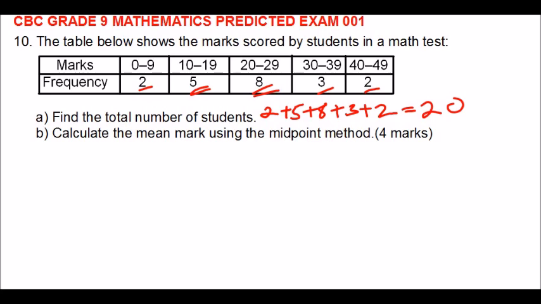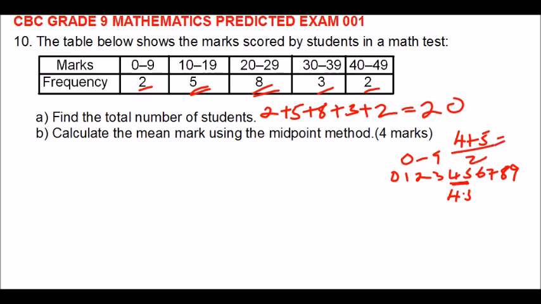Part B, calculate the mean mark using the midpoint method. The midpoint method, let's give an example. If we talk of 0 to 9, this means from 0, 1, 2, 3, 4, 5, 6, 7, 8, 9. 1, 2, 3, 4, 5, 6, 7, 8, 9, 10. So the two numbers that are in the middle are 4 and 5. So the midpoint we get is 4.5. That is, we add 4 plus 5 and we divide by 2, you get 4.5. So that's how you get the midpoint.